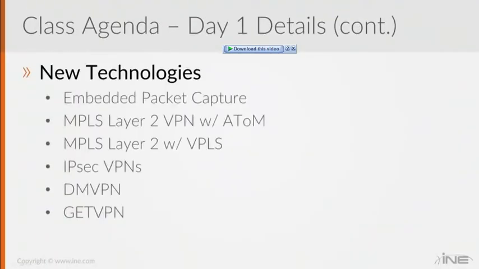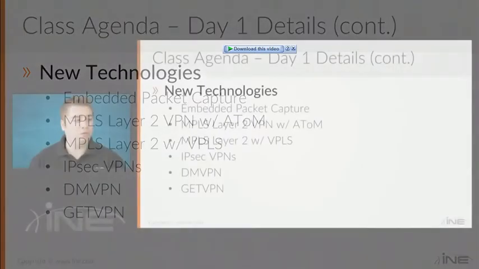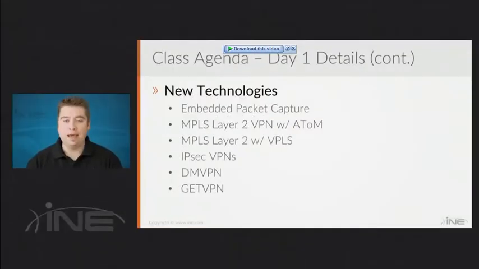Then for new technologies, today we're going to start with embedded packet capture, or EPC, which we'll see is a pretty straightforward feature. It's basically used just to capture frames as they're coming in or going out the router's interface, and then you can export these as PCAP files, which we can then use in Wireshark in order to do packet analysis.